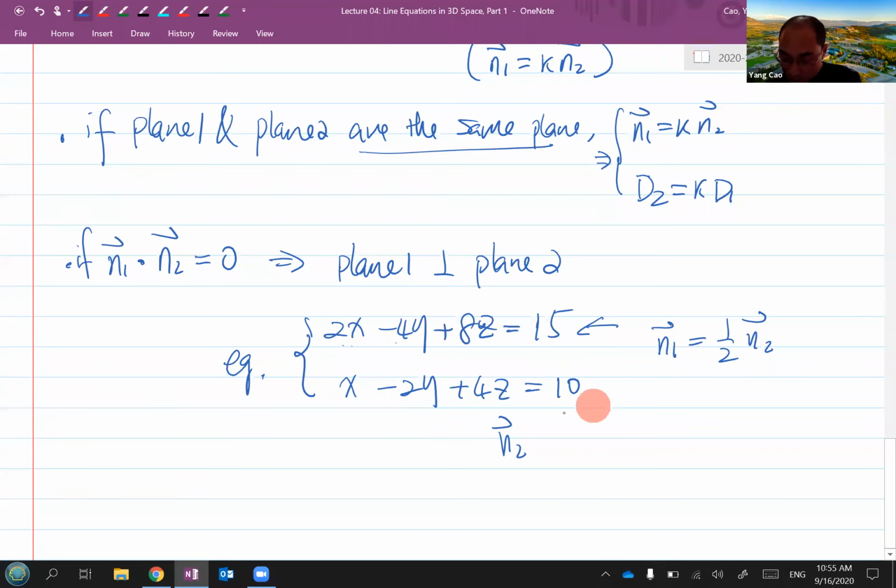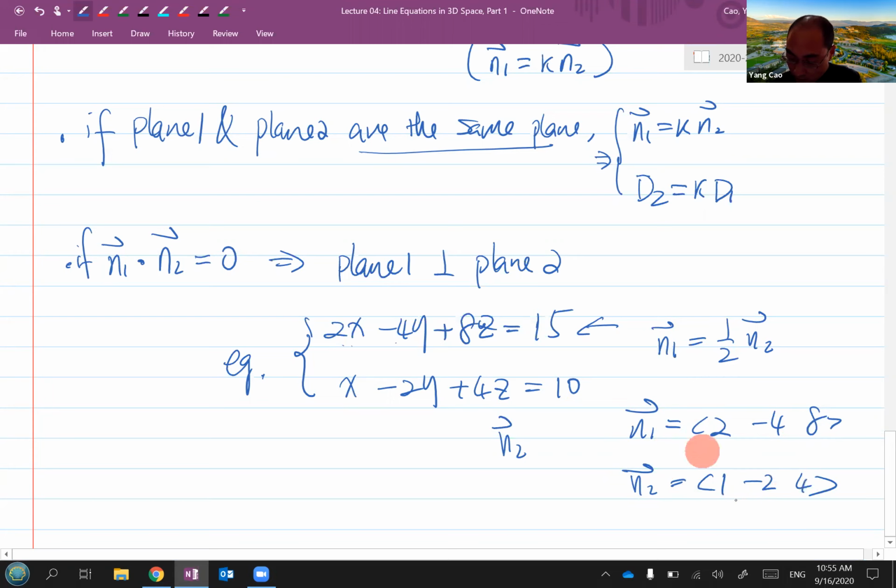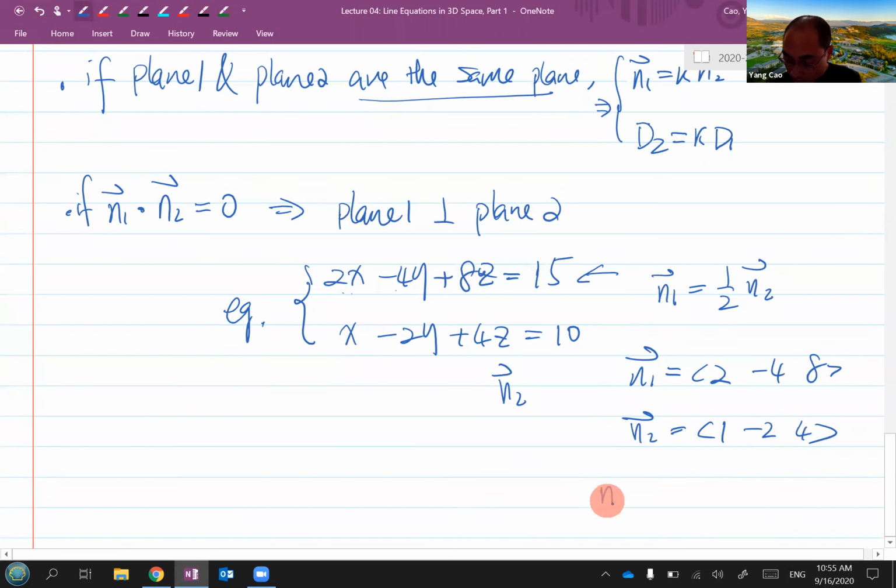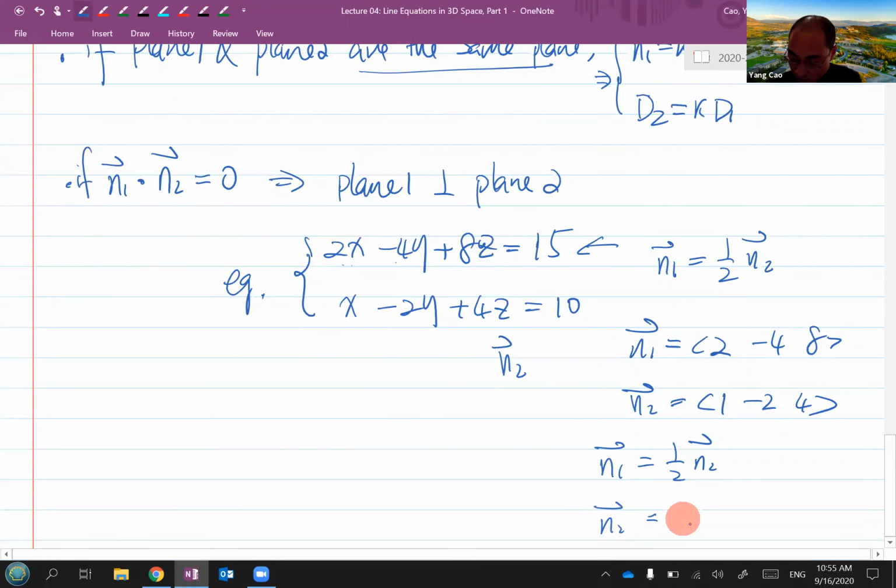Is k equal to 2? It depends on how you arrange that. If I call n1 as 2, -4, 8, and n2 as 1, -2, 4, so what's k? If you write it n1, that's 1/2 n2. If you write it n2, that's 2 n1. Am I right? Sorry, yeah, I made a mistake. This is 2 here, this is 2 here, and this is 1/2 here. Okay, good job.